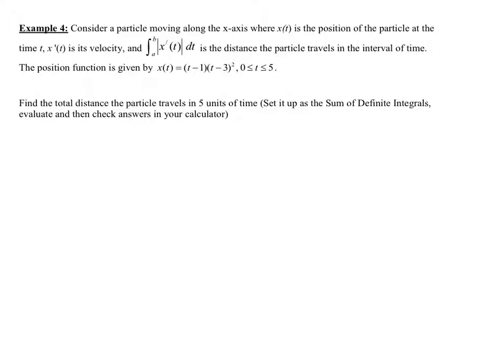All right, so let's look at one more example here. We're going to consider a particle moving along the x-axis where x of t is the position of the particle at time t, x prime of t is its velocity, and the integral from a to b of the absolute value of x prime of t, dt, is the distance the particle travels in the interval of time.